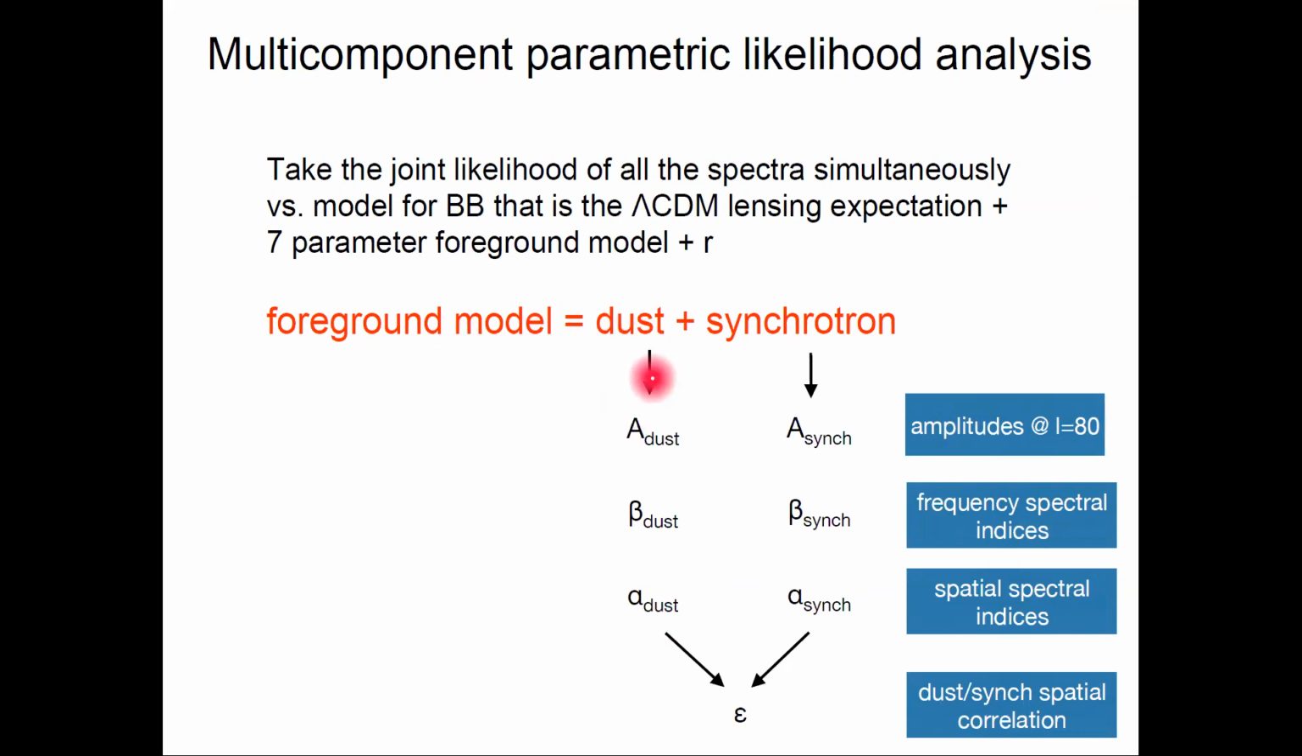The foreground model contains both dust and synchrotron, both of which have an amplitude parameter, and then each of which has a frequency spectral index parameter. So it describes how the brightness of that foreground varies with observing frequency. And then they also have a spatial spectral index, which describes how the brightness of the foreground varies with L, with angular scale. And then there's a correlation parameter also thrown into the mix.